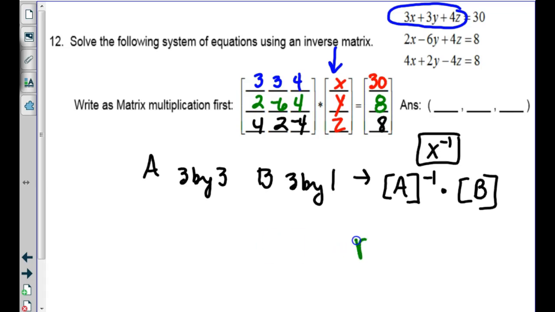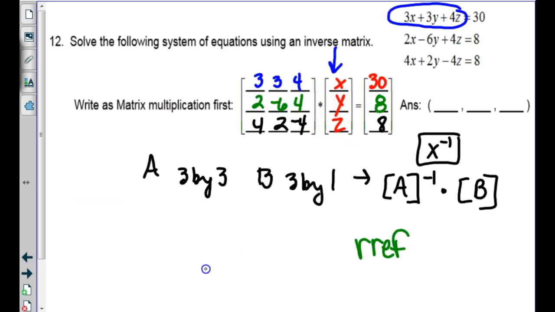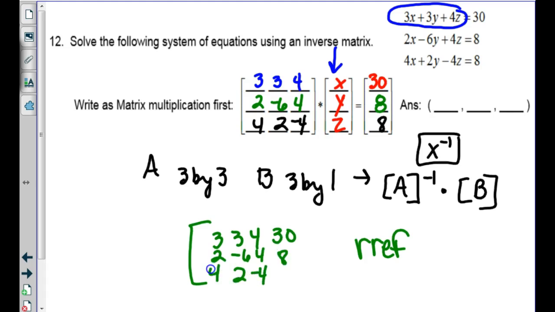How do we use RREF? Anybody remember? That's what this question was all about, guys. Yeah, you could put it in one giant matrix. And then do RREF, and that would be of a 3 by 4. All right, let me show you both real quick.